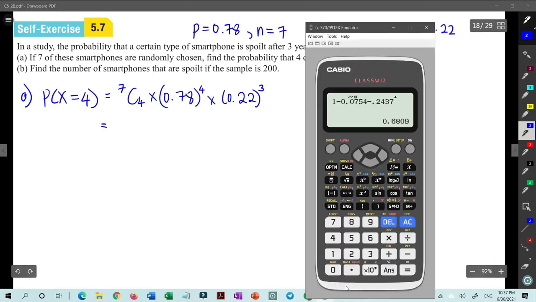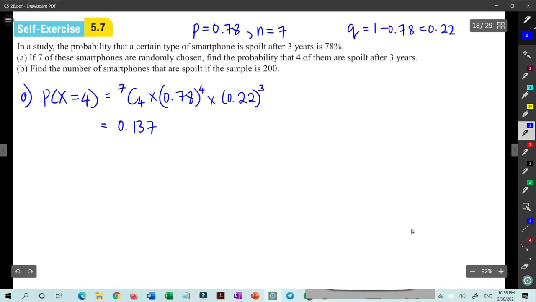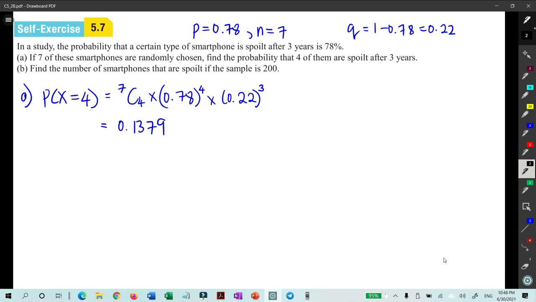And the answer for this question can be calculated from the calculator. So 7Cx multiplied with 0.78 to the power of x multiplied with 0.22 to the power of 7 minus x. Okay, we calc and then key in 4, and we can get the answer 0.1379. Okay, section B, find the number of smartphones that are spoiled if the sample is 200.